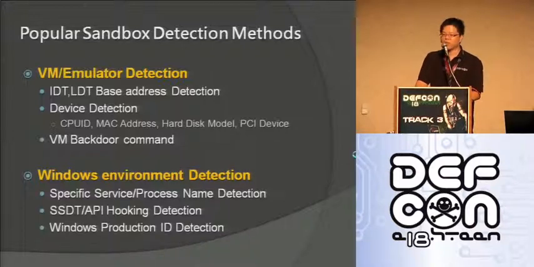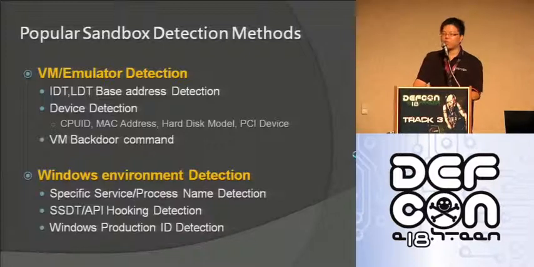They can also check for devices, because devices in VM environments or emulators, for example the CPU IDs, tend to be very unique. The model name tends to be very unique. They also have very specific PCI devices. So if they check against these special hardware specifications, they can recognize whether they are in a VM or emulator environment. And after all, they can also try to launch backdoor commands, because these undocumented backdoor commands are only available when you are inside an emulated environment.